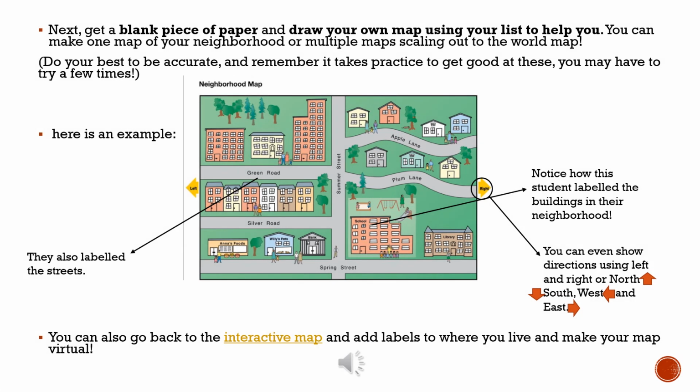Now you get to try it for yourself. Use your list of things that you have in your neighborhood and go ahead and get a blank piece of paper. On this screen, you'll see an example of a map that someone drew of their neighborhood. They labeled the streets, they put in the houses, they even put in their friends and neighbors. They also labeled left and right. You could also use north, south, west, and east.